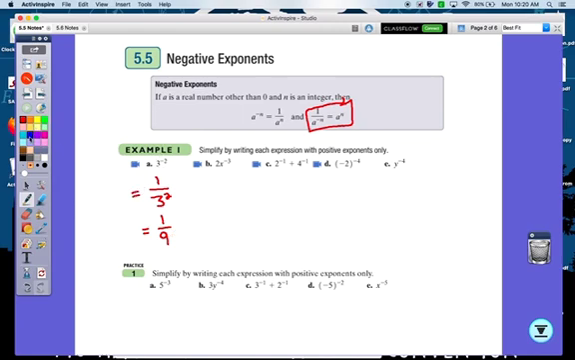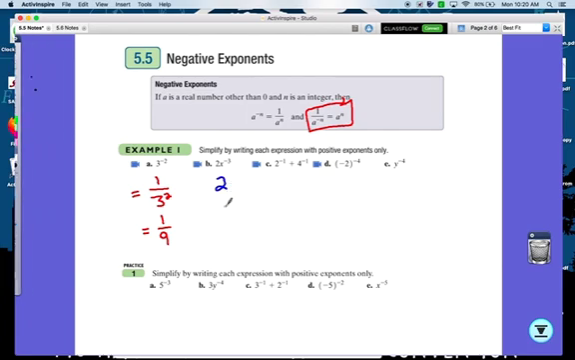For B, I got 2x to the negative third. But remember the exponent only goes to the thing it's right next to unless you have parentheses. So the 2 is going to stay where it is on top, because if you have just a regular number 2, it's technically 2 over 1. So the 2, even though it doesn't really have a top and bottom, is on top. And then the x to the negative 3 is going to become an x to the third in the denominator of that fraction.